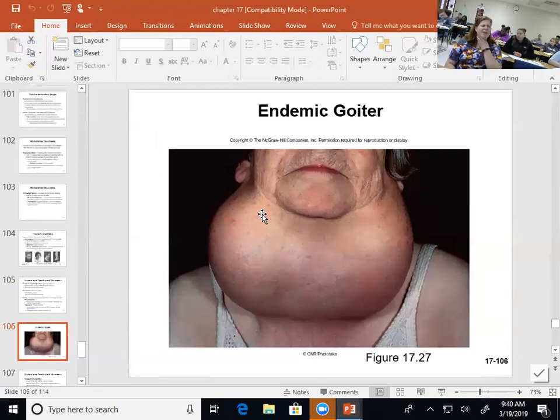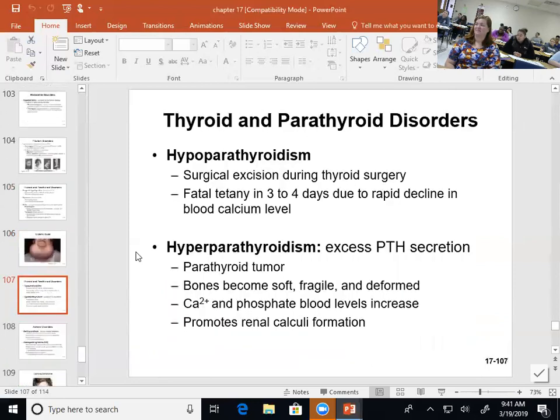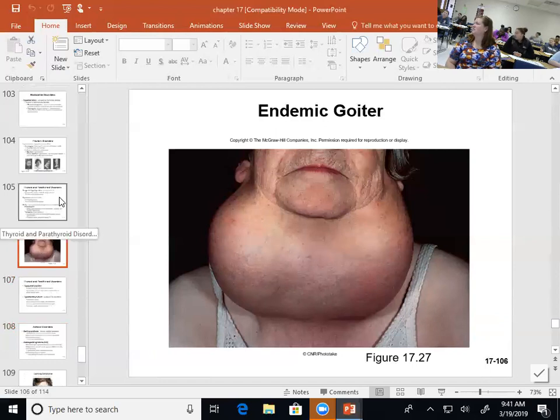And people don't wait this long anymore. I think this is from a long time ago, or in areas where there's not readily available medicine. So, right. What did you say that one was? Endemic goiter. An endemic.